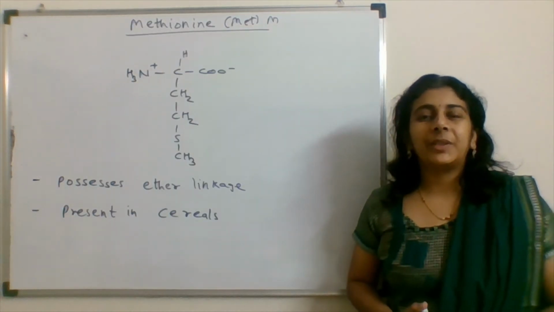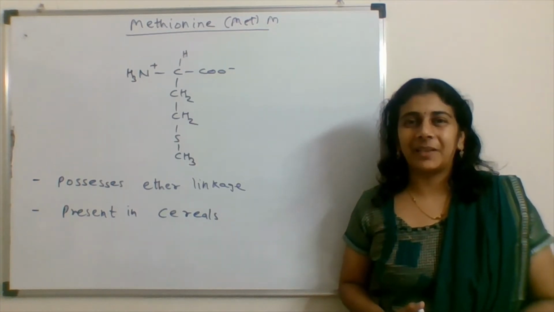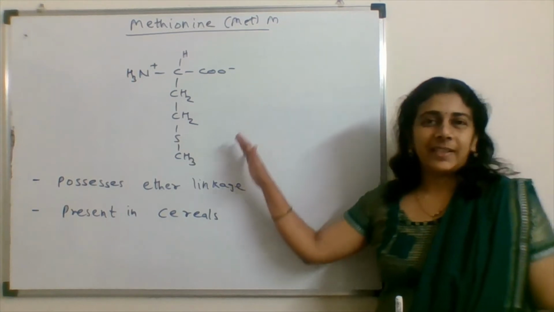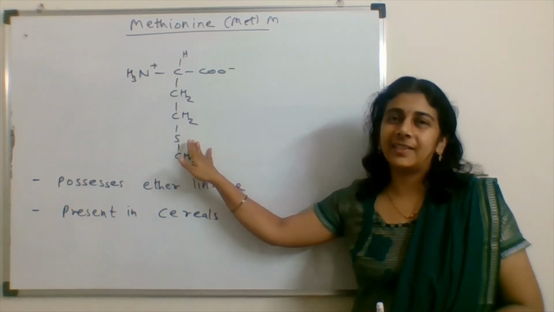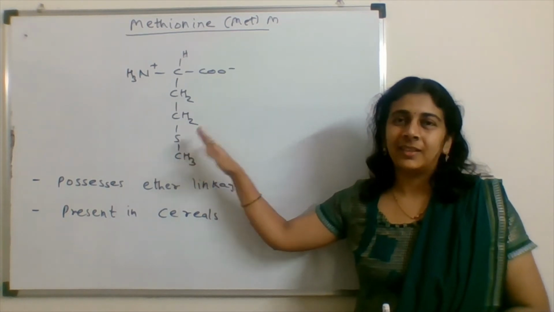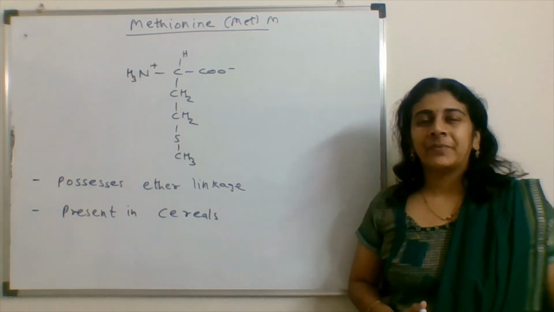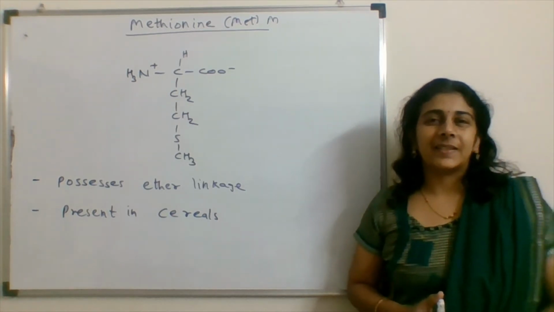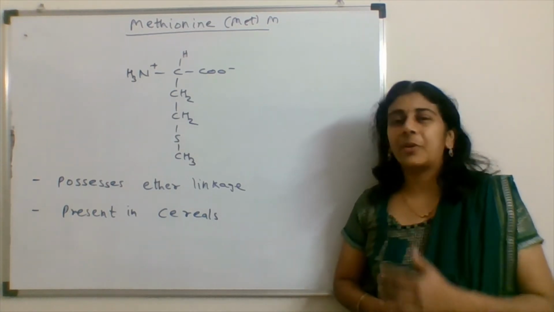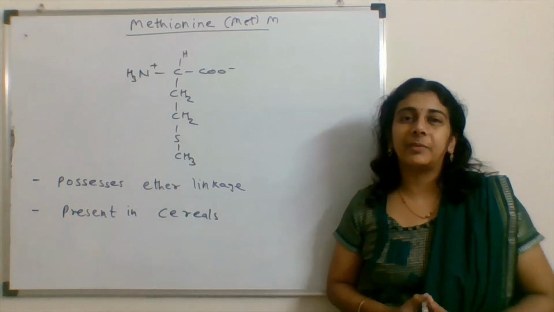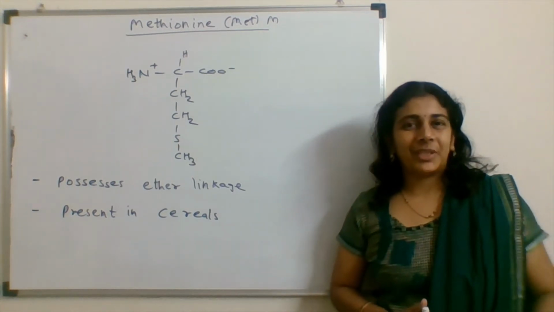The second option is methionine. The three-letter code is MET and the single letter is capital M. If we see the structure, we find the presence of sulfur in the side chain of methionine. It has a thioether linkage in its side chain. This is present in cereals. S-adenosyl methionine, which is formed from methionine, is a precursor for the plant hormone ethylene. So this is about methionine.